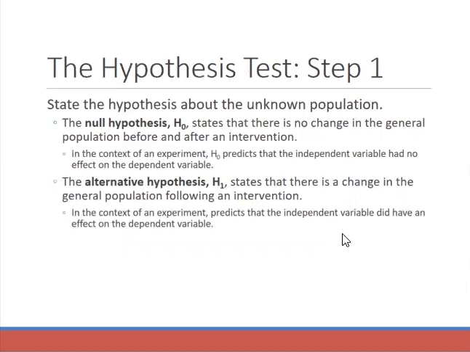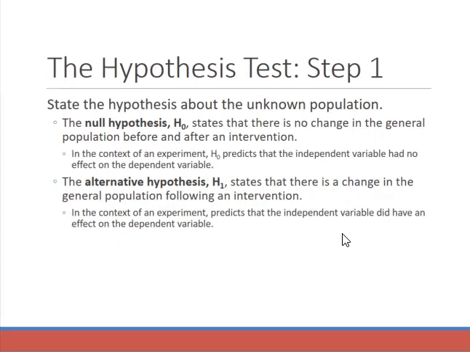So we're going to go through a series of tests. Again, we're going to deal with a specific type of hypothesis test in this chapter, but the next few chapters are really going to be about different variations of hypothesis testing for different types of research questions and samples. So the first step is always to state the hypothesis about the unknown population. Remember, hypothesis testing is always about extrapolating to the population.